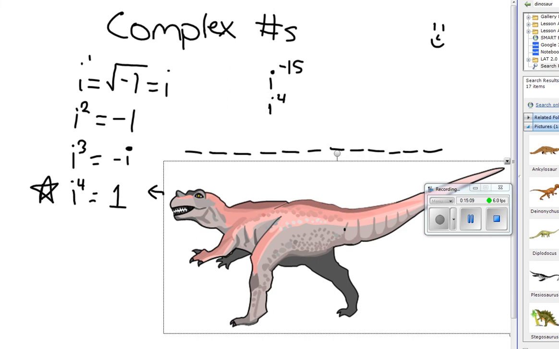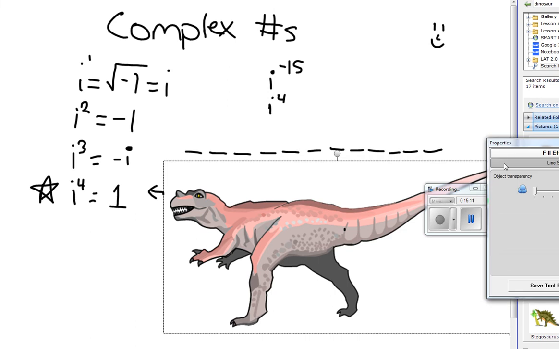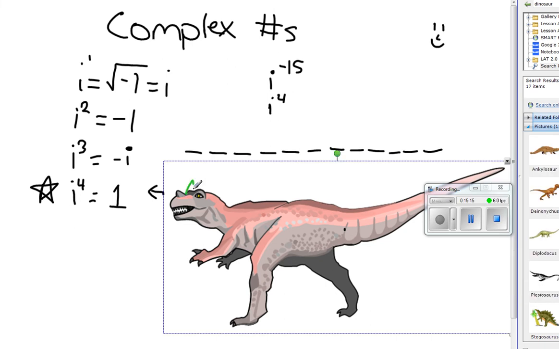All these markers have the same color. Where's my bright green? Because I'm going to give him a mohawk. Totally radical.